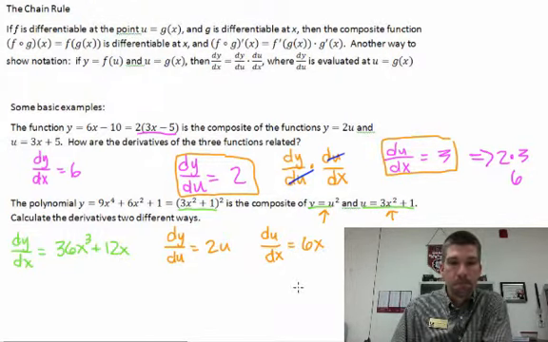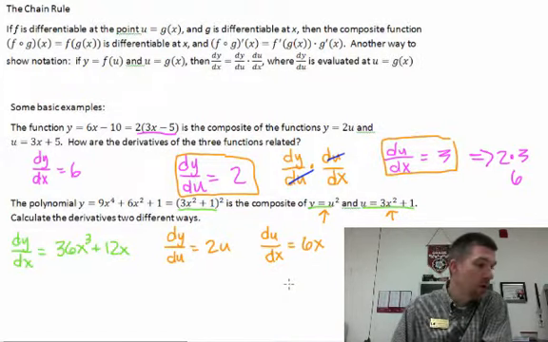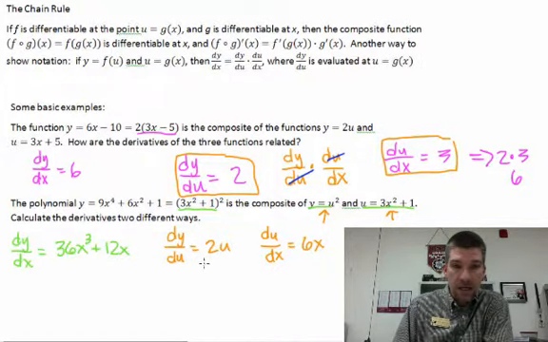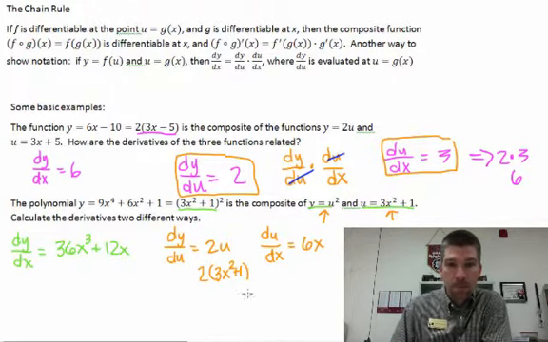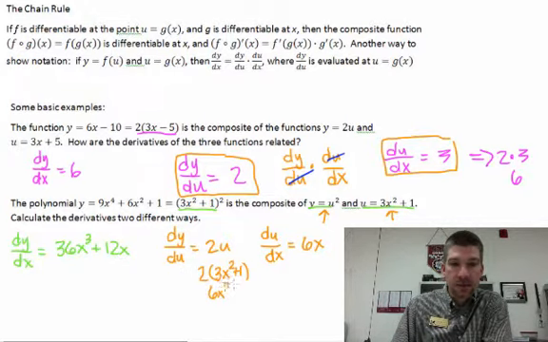Now we're told what u is. We're told that u is 3x squared plus 1. So this is actually going to be 2 times 3x squared plus 1, and so this is actually 6x squared plus 2. So dy/du actually equals this.